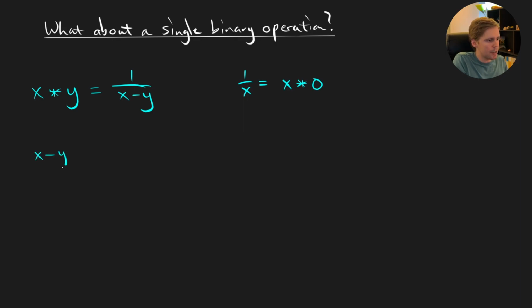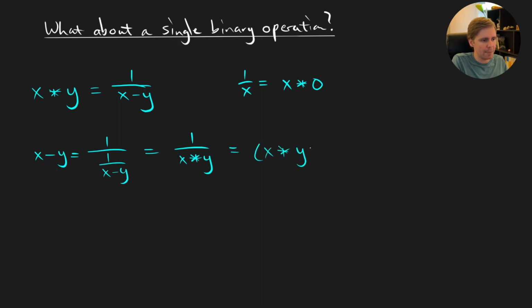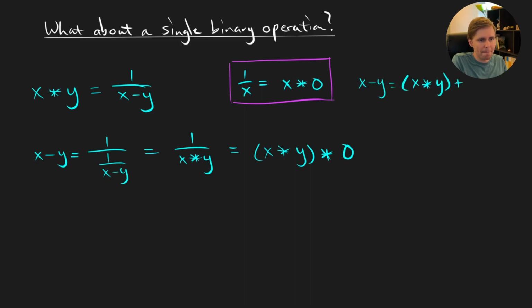Subtraction is a little bit trickier, but not too bad. For x minus y, I just have to extract it out of the denominator here. So x minus y I know is 1 divided by 1 over x minus y. And this is just x star y. So x minus y is 1 over x star y. But this is just the reciprocal of x star y, and I know if I do something star 0, I get its reciprocal. So this is equal to x star y star 0. So what I get then is a way to derive the reciprocal operation as well as a way to derive the subtraction operation. And there it is.